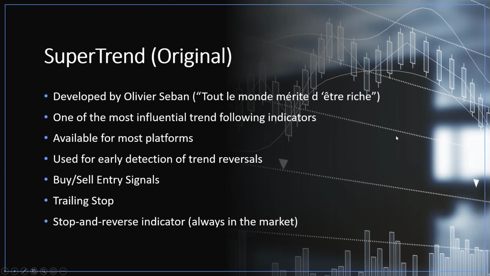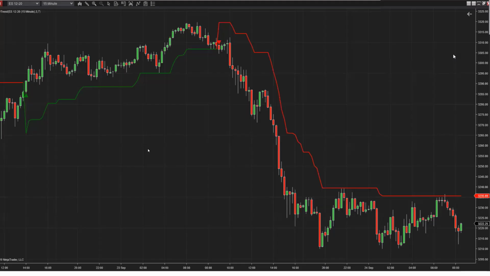The indicator comes with what's called a trading stop, which is tightened as price moves in the desired direction. And it is what is called an always in the market indicator, or in other words, a stop and reverse indicator. And what this means, we'll discover together right now. So let's have a look at this chart, which is an S&P E-mini chart, 50 minutes time frame. And applied to this chart is the traditional SuperTrend indicator.